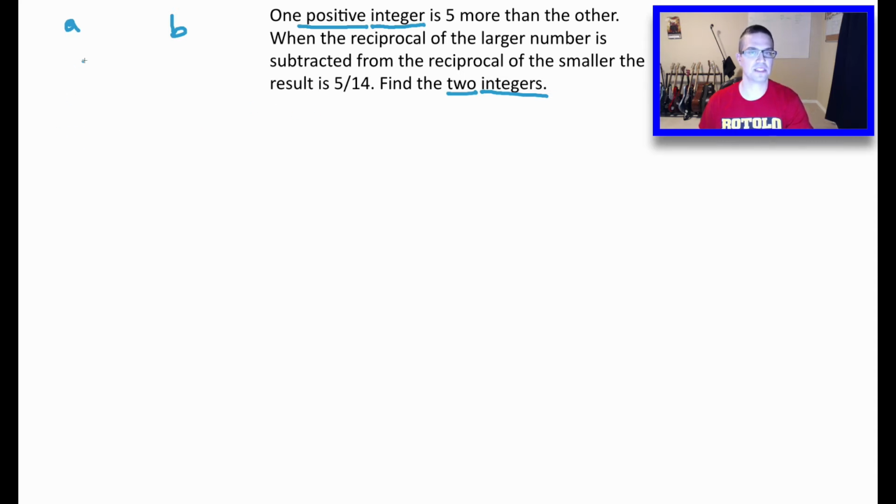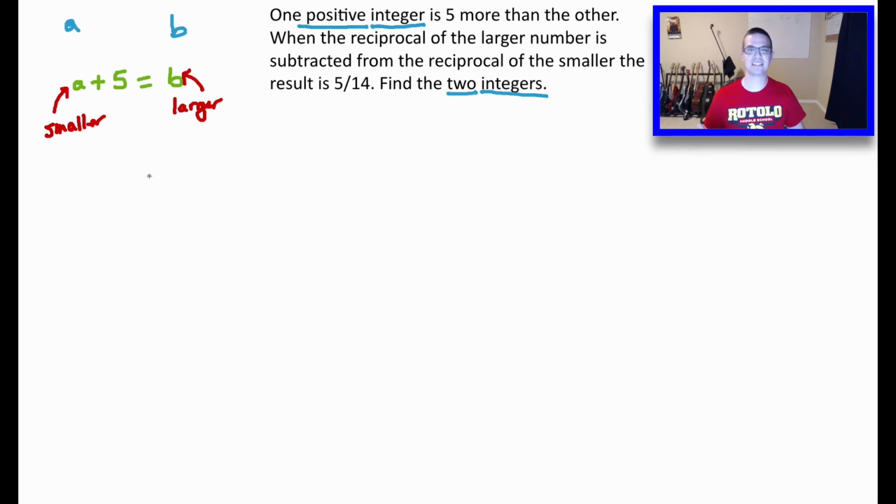The first sentence says one positive integer is 5 more than the other. So I'm going to assign one of these to be 5 more than the other. In this case, A plus 5 is equal to B. This makes one larger than the other. They're both positive, so if A was 1, B would be 6, because you add 5 to it. So B is the larger one, and A is the smaller one. I'm going to write smaller here, and B is the larger one.